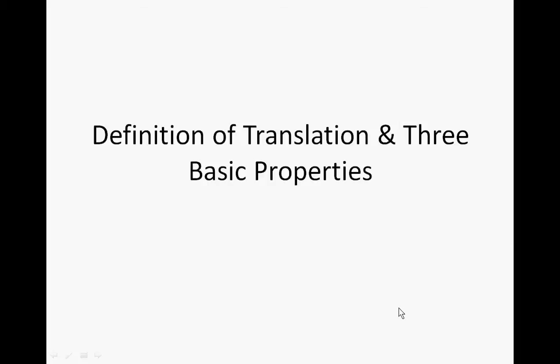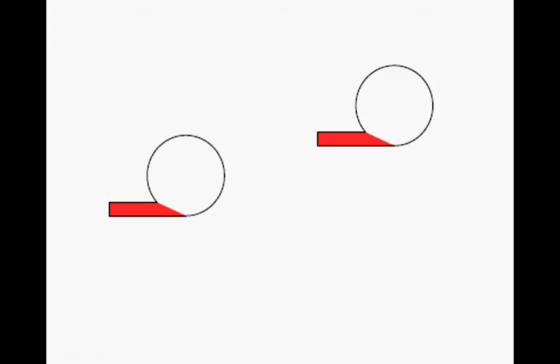Okay, we're going to take a look at the definition of translation and the three basic properties. Alright, so what is the simplest transformation that would map one of the following figures onto the other? So take a second to write that down, and we'll discuss it in class as to how you explained how to do this.